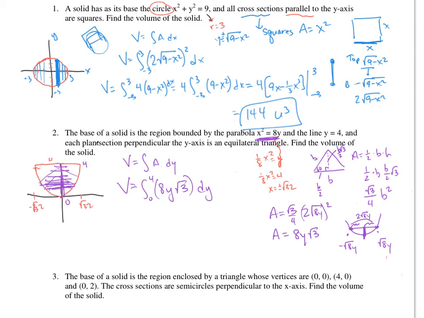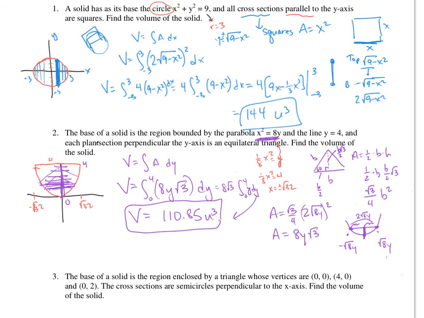So we go ahead and we can integrate this, and you'll end up with 110.85 cubic units. You can go ahead and use your calculator on this one as well. Remember, the 8 and the root 3, these will be constants, so you could take that out in your integration from 0 to 4, and then just integrate y, dy. And that's the answer you should get.